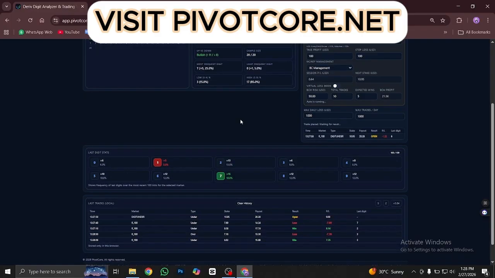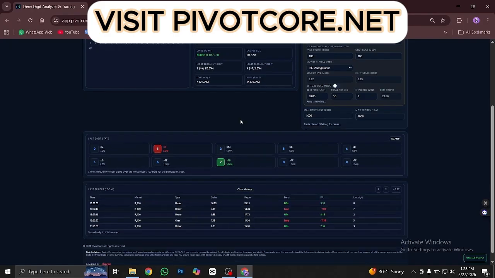This level of consistency is exactly why PivotCore.net is becoming the go-to platform for the Deriv community. Whether you're a beginner or a veteran trader, this tool is designed to make your life easier and your account more profitable. Why struggle with manual trades when you can let an automated system handle the heavy lifting?